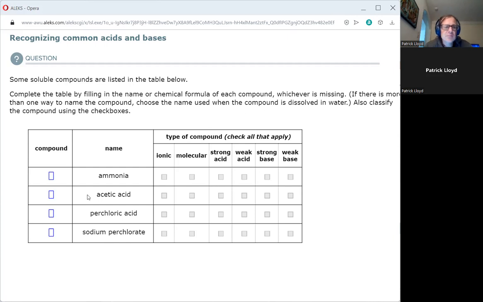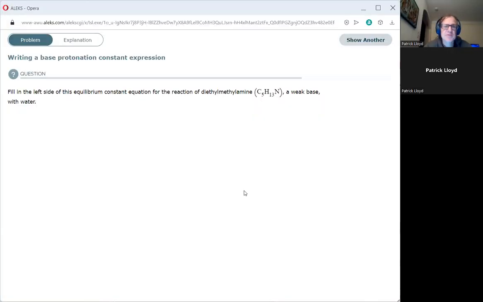For the most part, with the weak bases, we're looking at these types of compounds like ammonia, methylamine, any other compound that has that nitrogen in it. Okay. So let's see if we can bring up another one. The next skill that we want to look at is writing the chemical equations for these weak bases. I just did it a moment ago, but also writing the equilibrium expression.